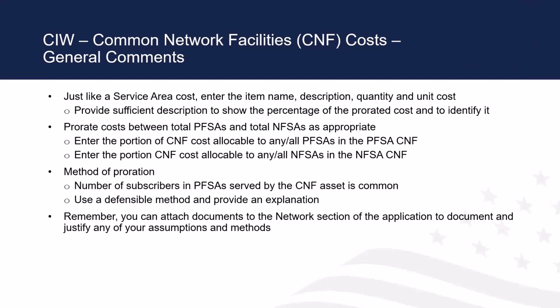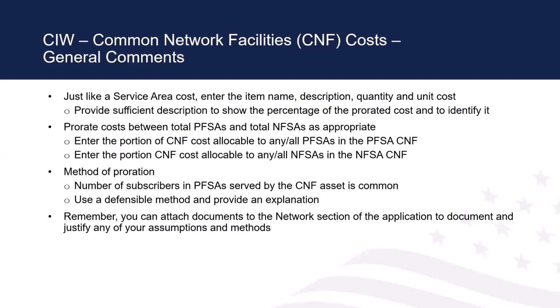Common network facilities costs. Some general comments. You're going to enter the name, description, quantity, cost, just as you were in a, I'm sorry, in a non-funded or a proposed funded. You need to allocate costs from those common network facilities to the PFSAs, or even in certain instances, NFSAs. There'll be something in the network that shows that those costs are allocated to the non-funded service area.